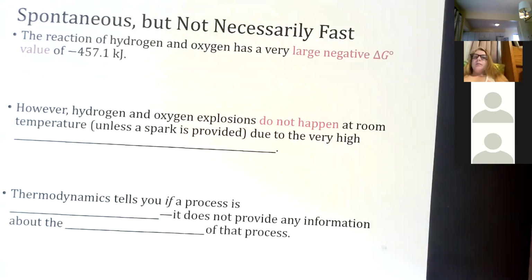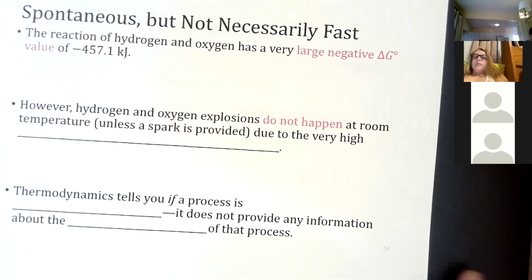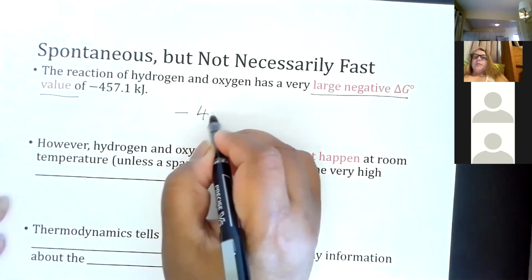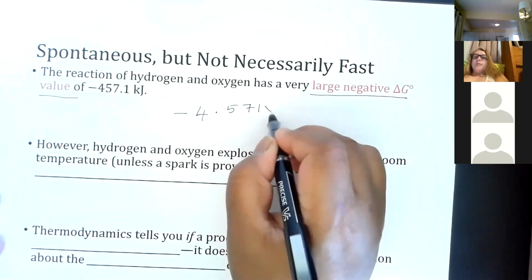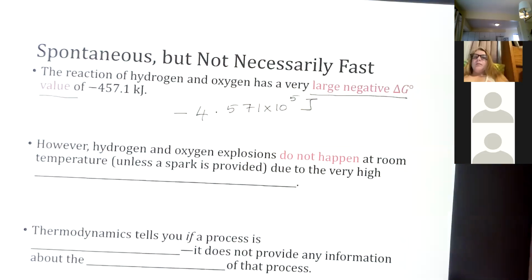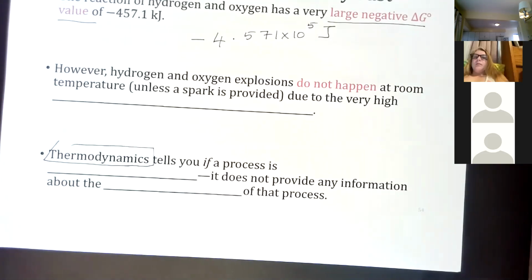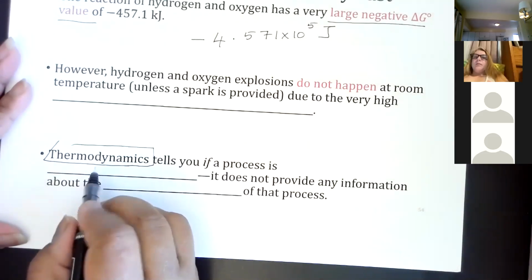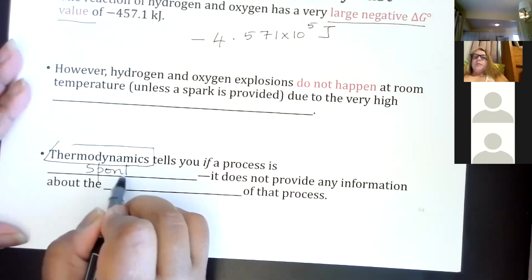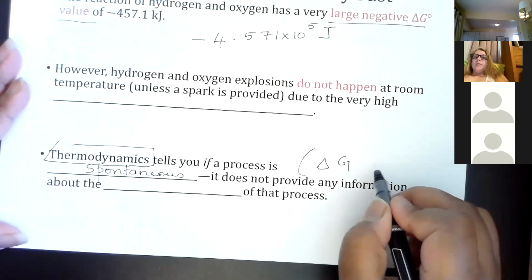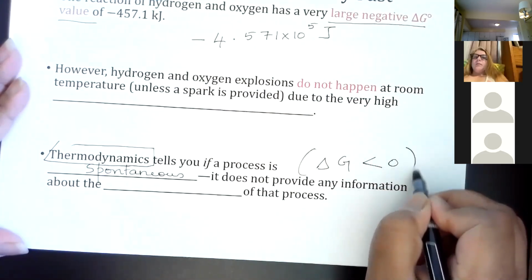But what else does it say? The reaction of hydrogen and oxygen has a very large negative value. Okay? It's that much in kilojoules. So thermodynamics tells you if a process is spontaneous. And when does it say that it is spontaneous? When delta G is less than 0. Okay.